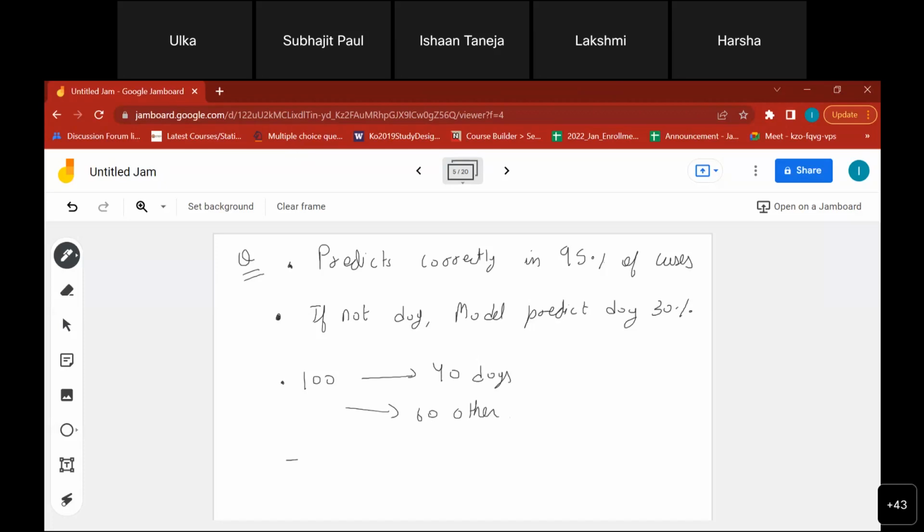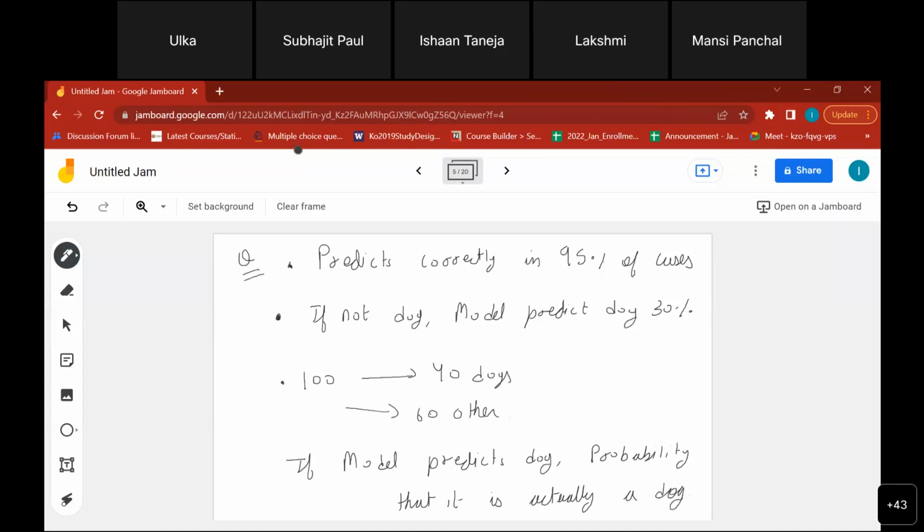Now, if the model predicts dog, what is the probability that it is actually a dog? Is the question statement clear?